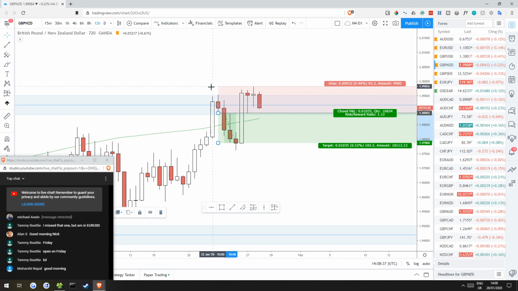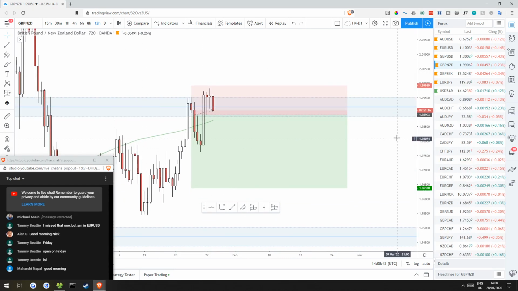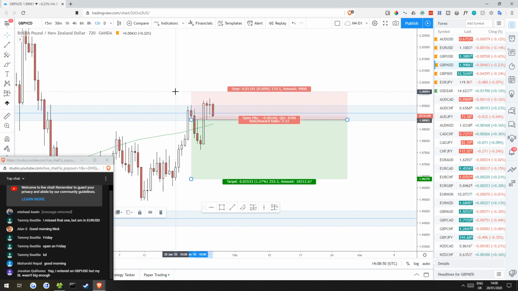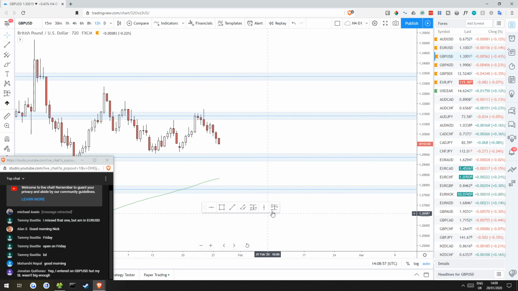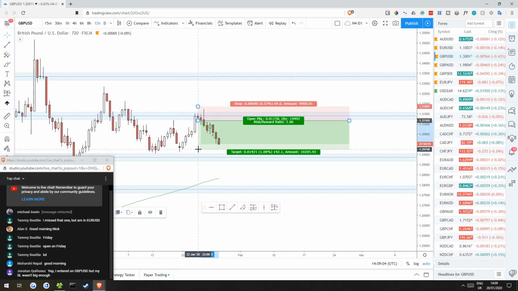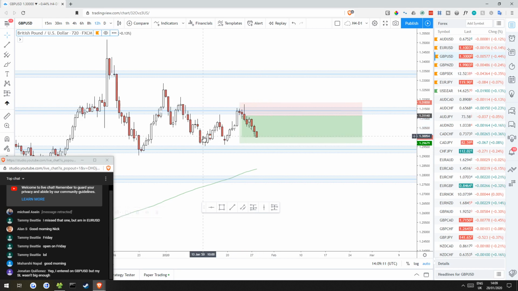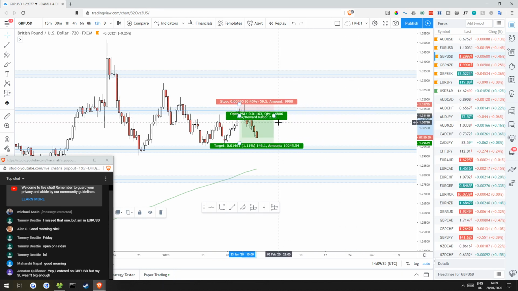Is anyone still in this or in GBPUSD? It just depends how wide your stop loss was. It's tricky having a wide enough stop loss for this. Yeah, it would have been hard to come out of this one unscathed, to be completely honest.